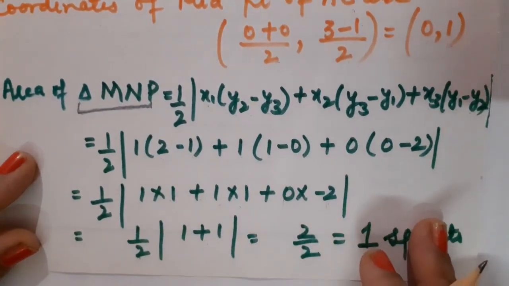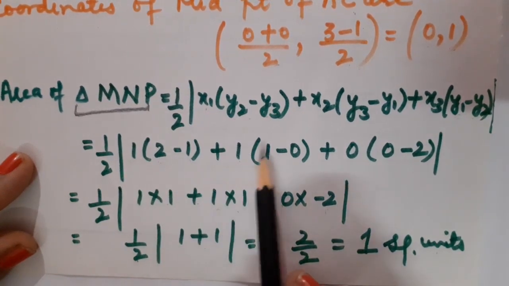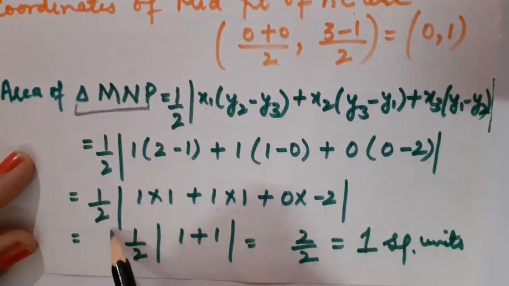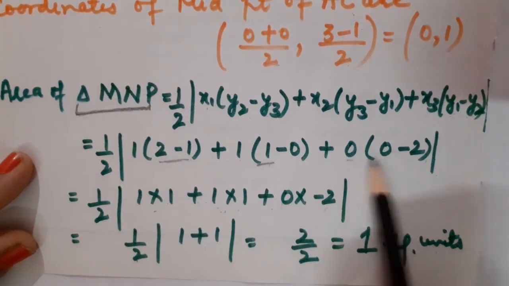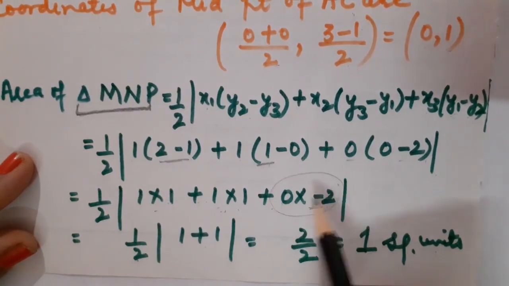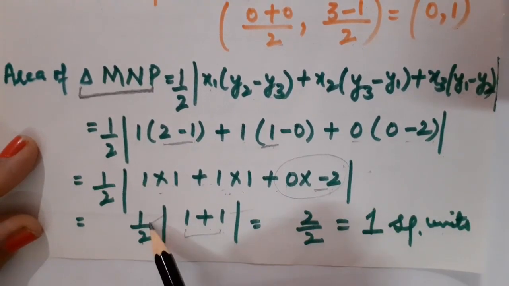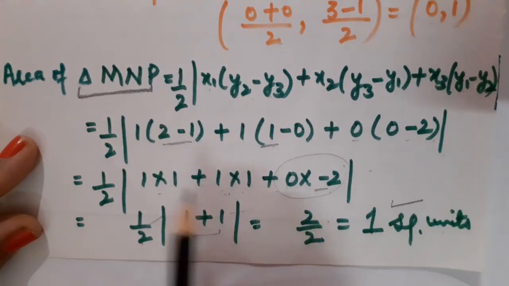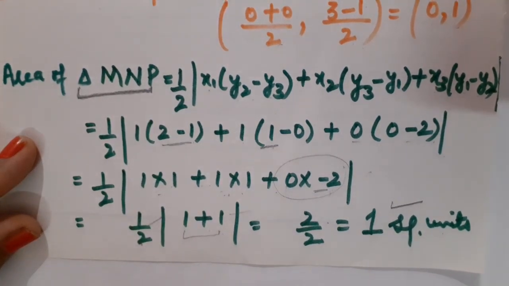After putting the values, children, I have got half modulus of 1(2 - 1) + 1(1 - 0) + 0(0 - 2). Half into, this is 1 into 1 plus 1 into 1, 0 into minus 2 would give you 0 only. So it would be 1 plus 1, this is 2, and when you remove the modulus sign, 2 will come out only, divided by 2. I have got the area of that smaller triangle, which is made by joining the midpoints of the sides of a triangle, as 1 square unit.